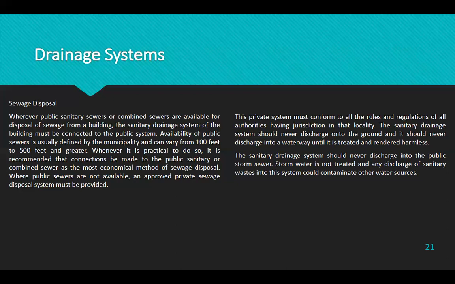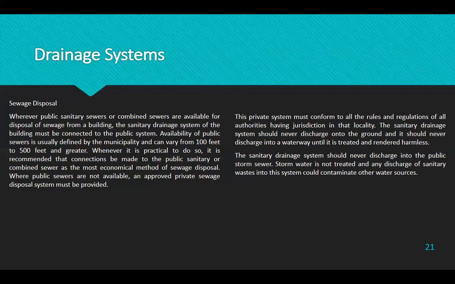Where public sewers are not available, an approved private sewage disposal system must be provided. Yun na yung mga septic tank, STP, sewage treatment plant. Okay. This private system must conform to all the rules and regulations of all authorities having jurisdiction in that locality. Ito yung authority having jurisdiction. Ito yung mga pwedeng official sa engineering, municipal engineer, sa DENR, engineer ng DENR, DOLE, nag-evaluate ng mga plano, sila ang mga authority having jurisdiction.